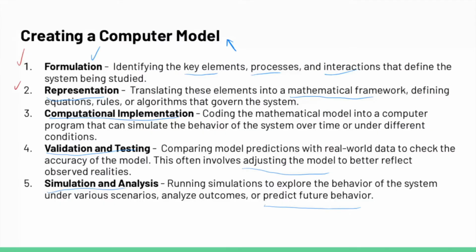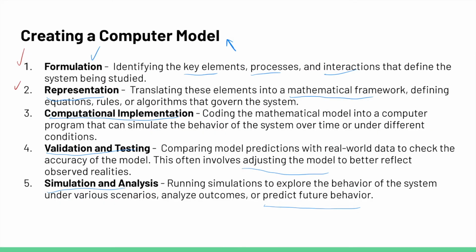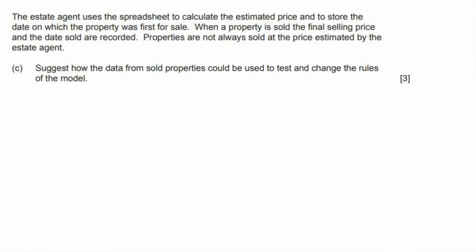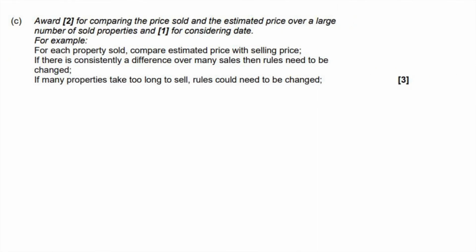Now this right here is going to be validation and testing. We're comparing the real world results, or the real world price, to what the model gave us, and then we're going to adjust the model to reflect that. And basically the idea is we want to change the model to align more closely with what happened in the real world. One way we could do this is to compare the estimated price with the real selling price.